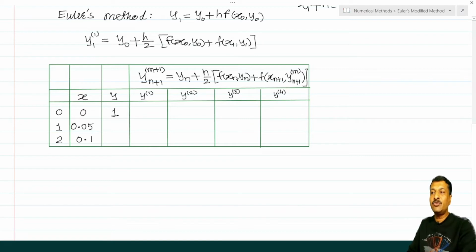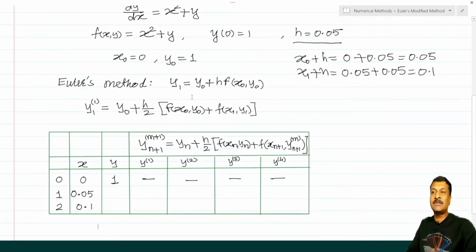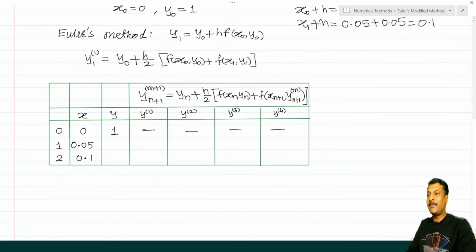So the initial values 0 and 1 are given. So we need not improve them because these are the given values. First we have to find y1. Note that these are the suffixes, and these values are supposed to be the position. Now I want to find y1, this value. How? So what is y1? We have Euler's formula. This is y1 equal to y0 plus h f of x0 y0. It means that I need this f of x0 y0 value first. So what is it? I am getting here f of x0 y0.